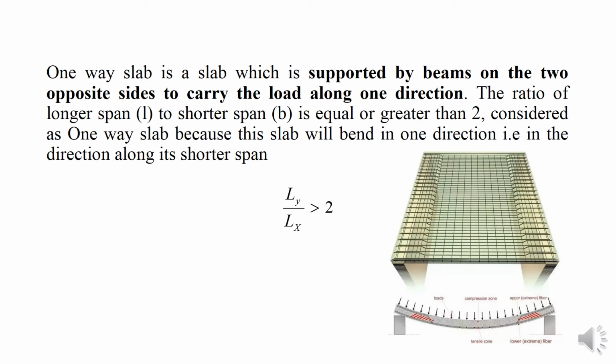The one-way slab. One-way slab is the slab which is supported by beams on two opposite sides to carry the load along one direction. The ratio of longer span by shorter span greater than or equal to 2 is considered as one-way slab because the slab is bent in one direction, in the direction of the shorter span. So Ly by Lx is greater than or equal to 2. Let us see a design example of one-way slab.